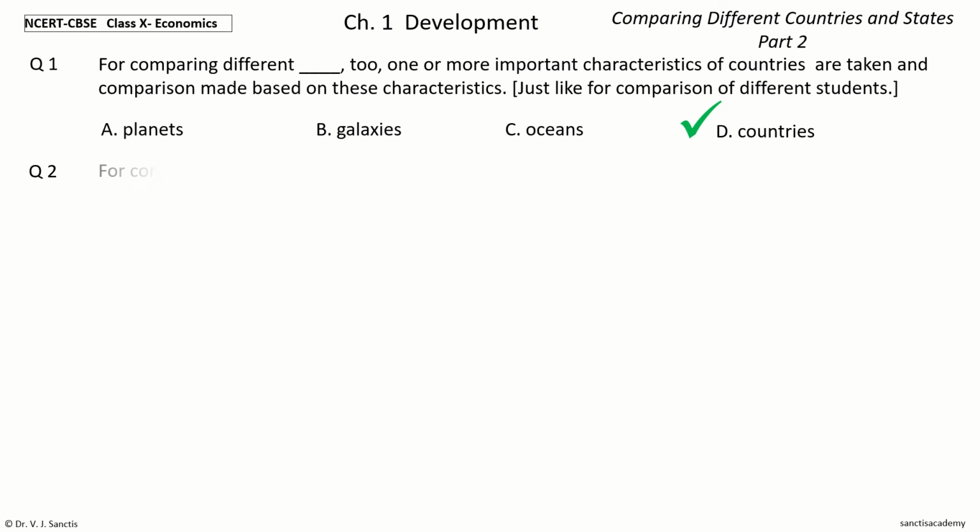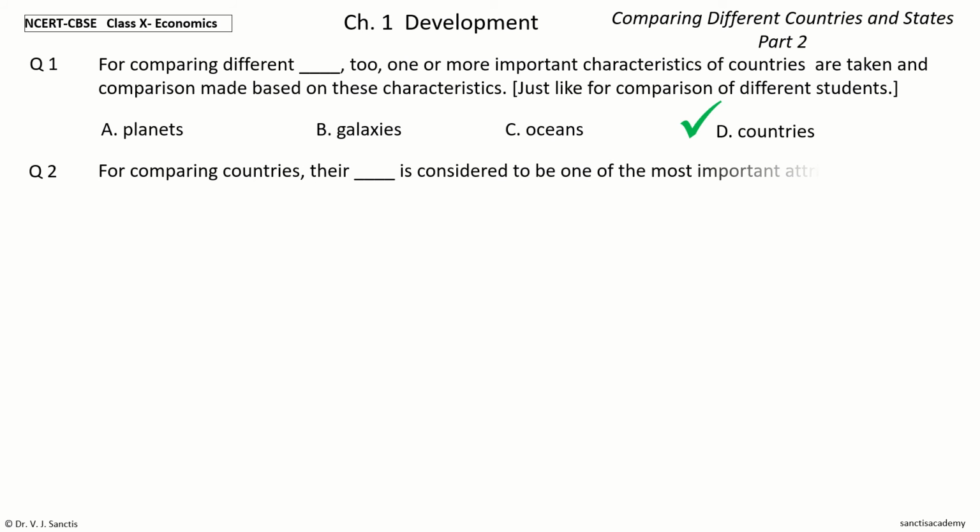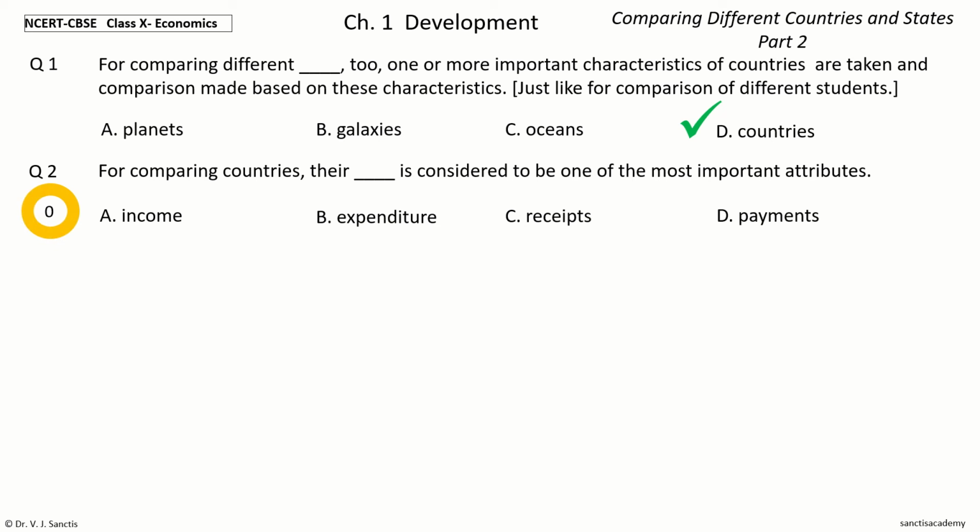Question 2. For comparing countries, their dash is considered to be one of the most important attributes. The options are income, expenditure, receipts, payments. Your time to choose. And the answer is income. So, for comparing countries, their income is considered to be one of the most important attributes.